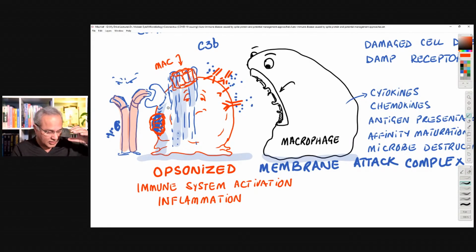That attack complex lands on the cell surface or the microbe surface, whatever, fungus, bacteria, even in case of enveloped viruses. And that allows a pore or a hole to be formed in the cell or this structure, and that would cause things to start spilling out, and this thing is going to die. This cell, this microbe, this bacteria, fungus, whatever it is.